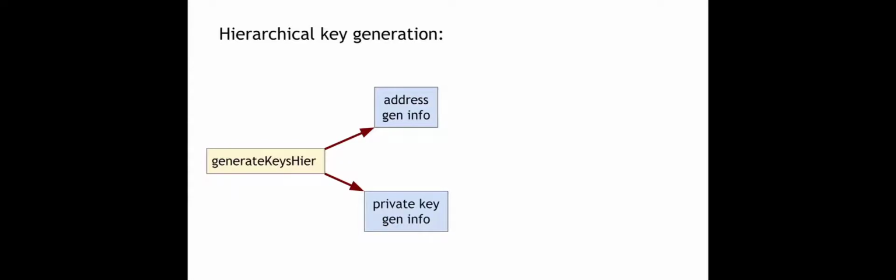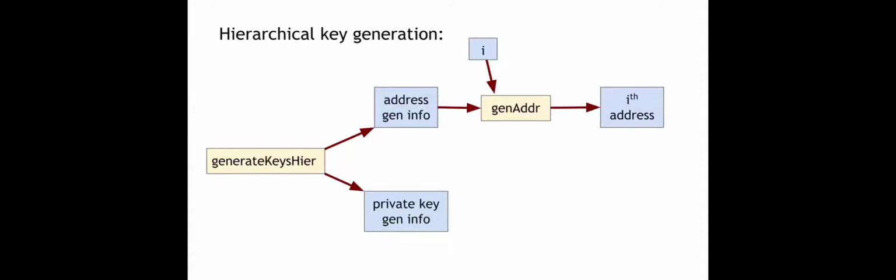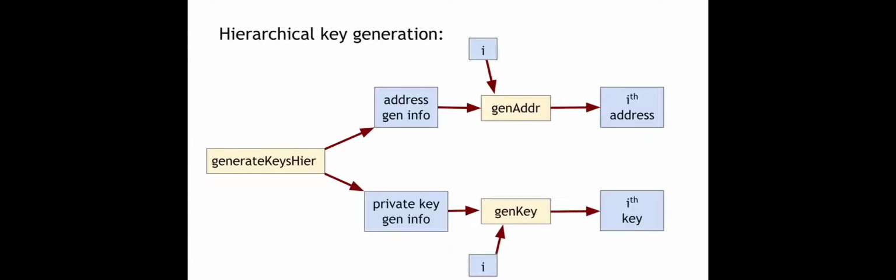For example, given the address generation info, we can apply a gen address operation and give it the address generation info and some integer i, and that will generate the ith address in a whole series of addresses. And we can do this for any integer i. Any integer i, we can generate the ith address in the sequence given only that integer and the address generation info. Similarly, on the private key side, we can take this private key generation info and use it to generate a key, again using any integer i, and what we get is the ith key in the sequence. Right. Now what makes this useful is that it has two important properties.